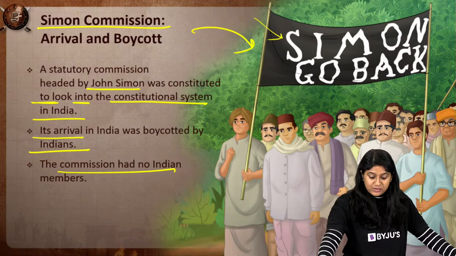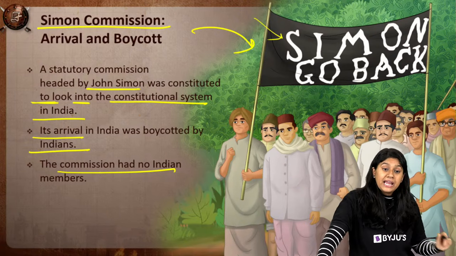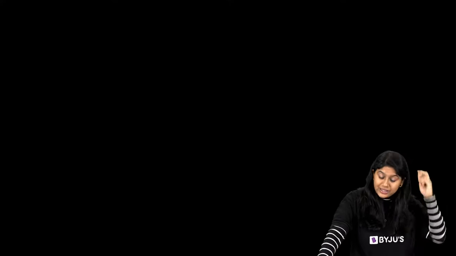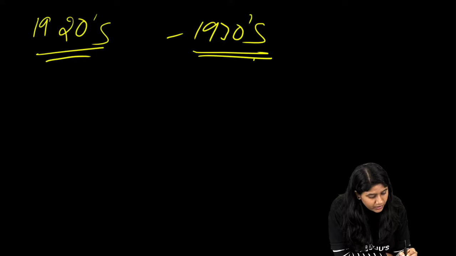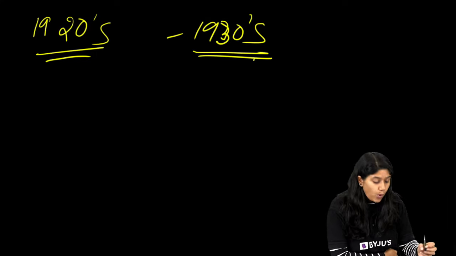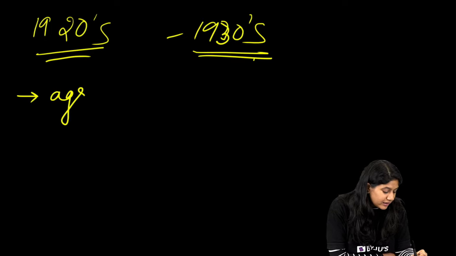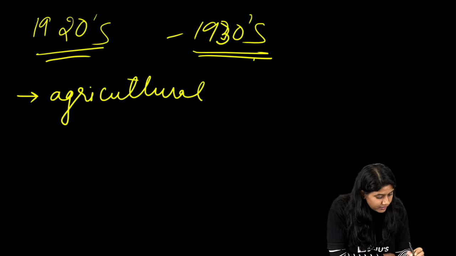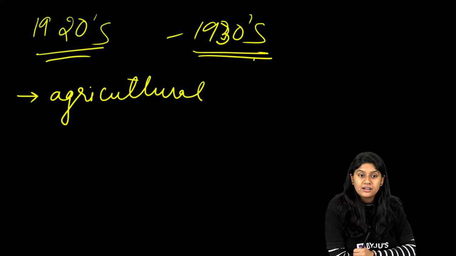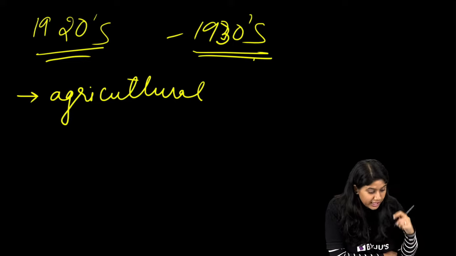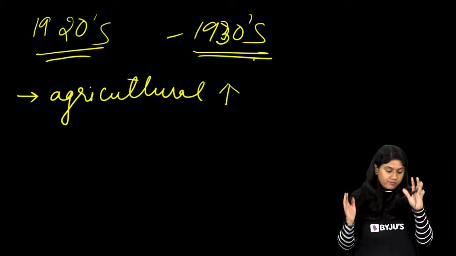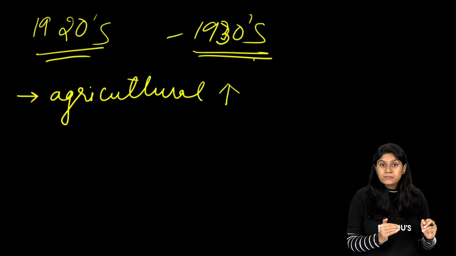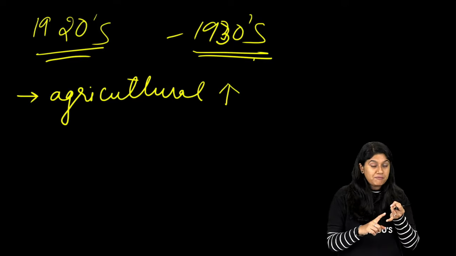And during that time, India was suffering from various other troubles. In our textbook, they have mentioned that internally, from the 1920s to 1930s, India was facing other issues also. What were the other issues, everyone? We saw the agriculture prices rising. We saw the depression, right? The global economic depression was there. The farm prices were going up, and of course later they collapsed. So of course people don't have money.